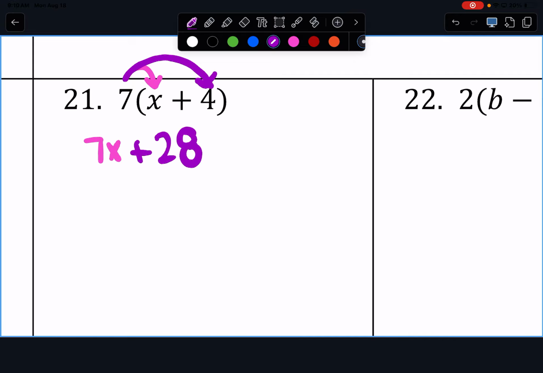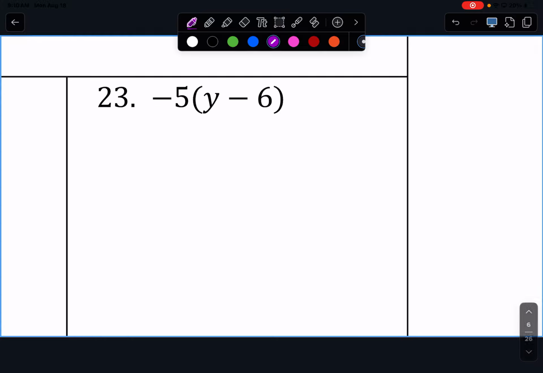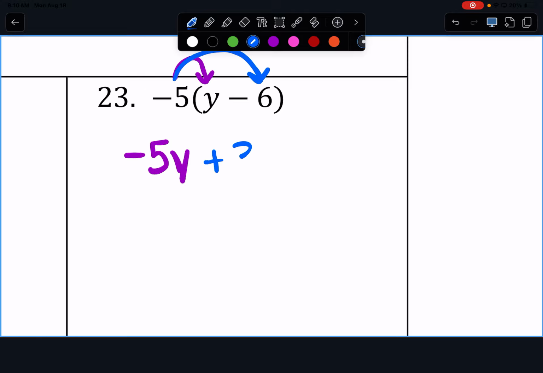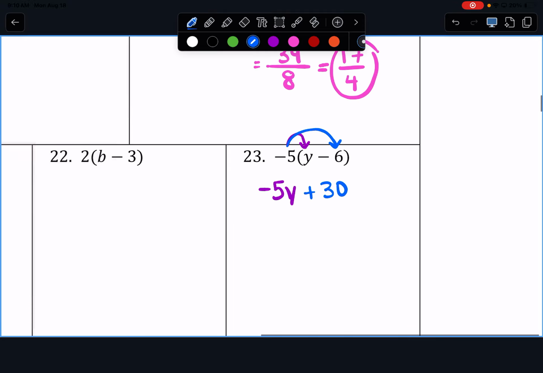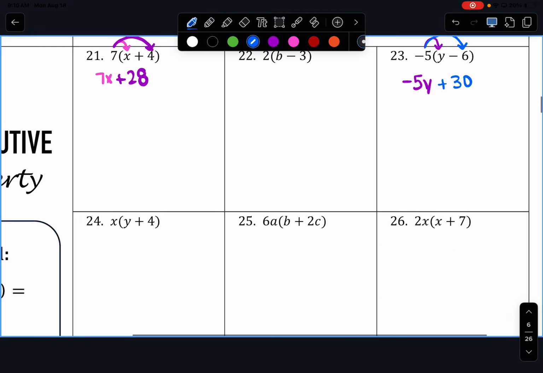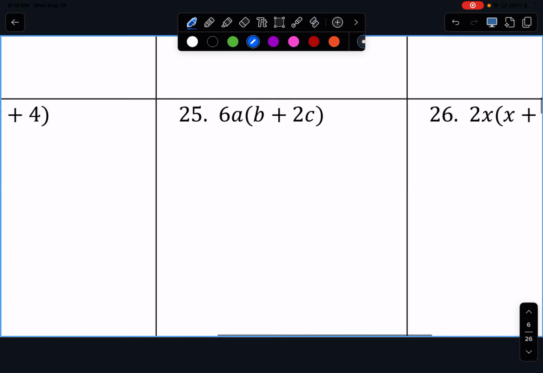For 23, we have to distribute not only the 5, but we also have to distribute the negative. We have to do the whole thing. So negative 5 times y is going to give us negative 5y. Negative 5 times negative 6 is going to give us positive 30, because a negative and a negative make a positive.